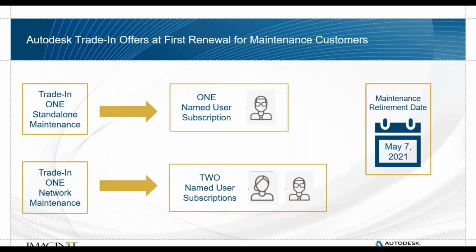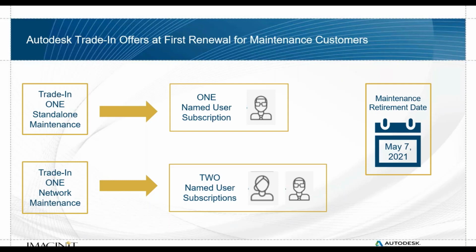Now, as Autodesk retires their maintenance plans and transitions to a named user environment, they want to recognize a customer's investment in network or multi-user licenses. So for customers with standalone perpetual licenses that are currently on active maintenance, at the next renewal, before the final retirement of maintenance, which is going to be on May 7th of next year, you can trade in 1 seat of product for 1 seat of subscription, and the cost is going to be consistent with what you pay today.